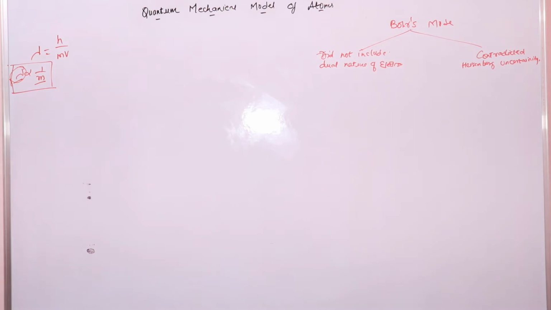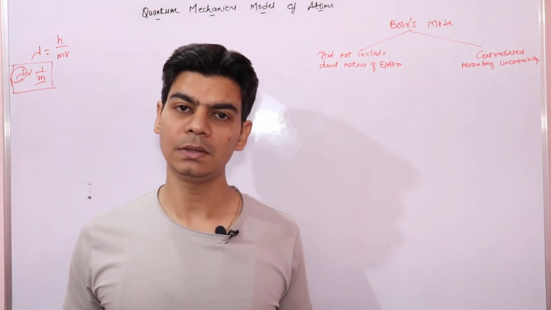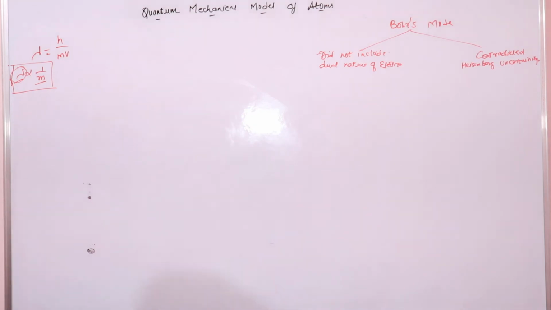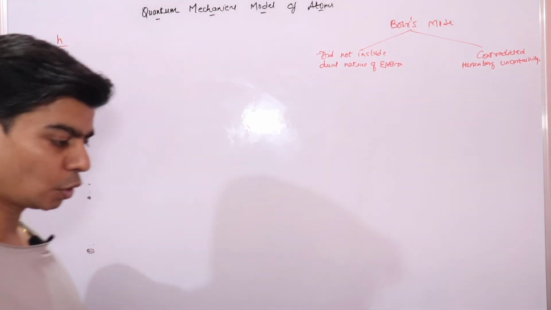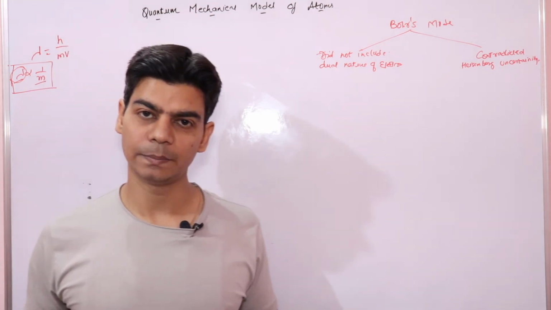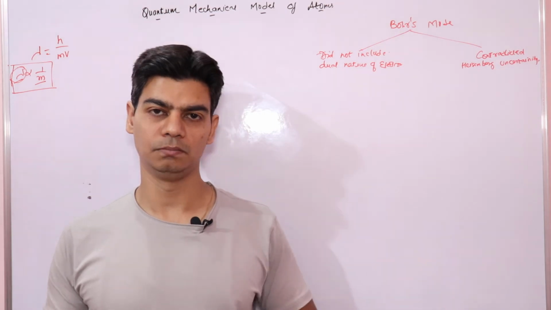Quantum mechanics was developed by two scientists, Werner Heisenberg and Erwin Schrodinger, in 1926. However, quantum mechanics is altogether a wider subject that you would be studying in your higher classes when you do graduation.